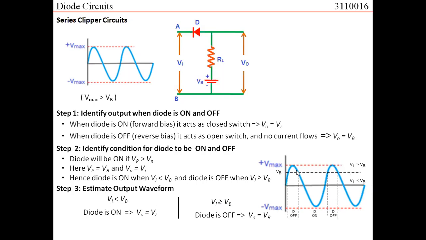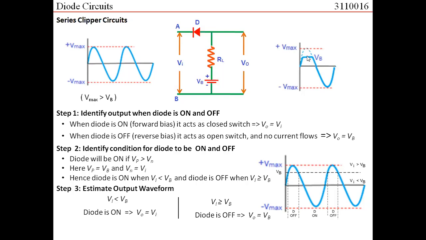Whereas this portion of the waveform, when input is greater than VB, diode is off and output would be equal to VB. It means that we would not be able to see this waveform. Instead, the output voltage would be fixed at VB. So let us try to draw the output waveform. The output waveform would look something like this.